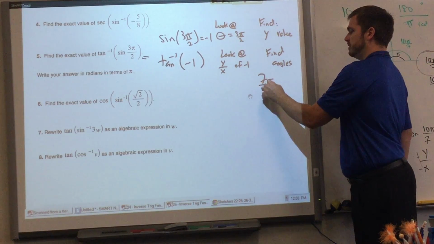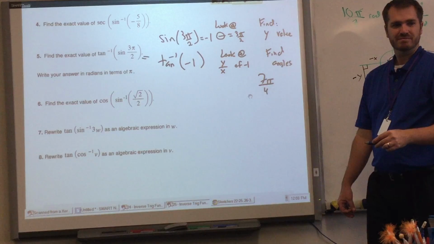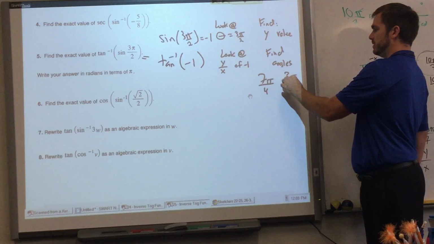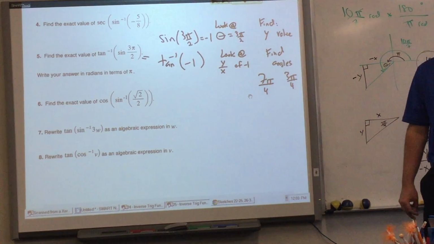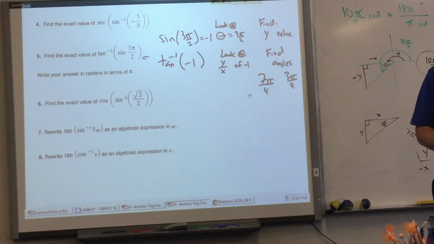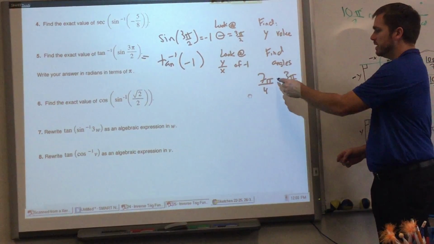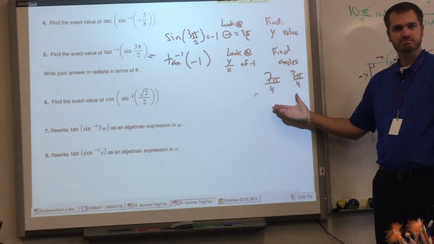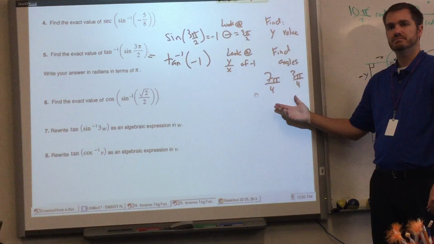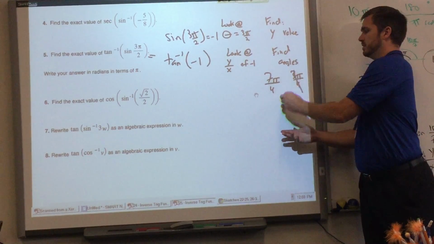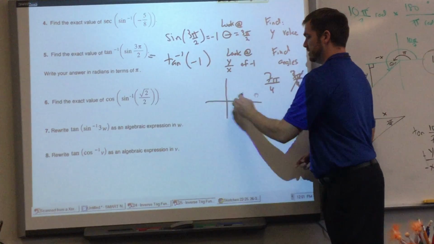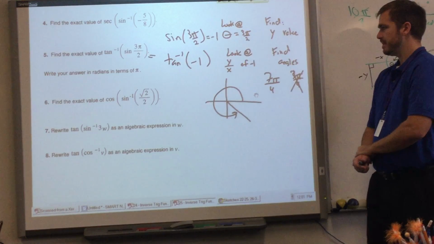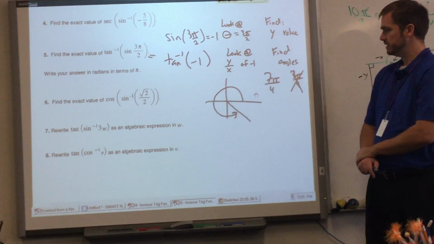I hear 7 pi over 4. Anywhere else? There should be 2 of them. And 3 pi over 4? I need someone to agree or disagree. Agree. Okay, Mason agrees. Now, which one of those is in the first or fourth quadrant? Only one. Which one? 7 pi over 4. That's fourth quadrant, right? Usually it's the one you did like on the other paper. The same kind of thing, right?